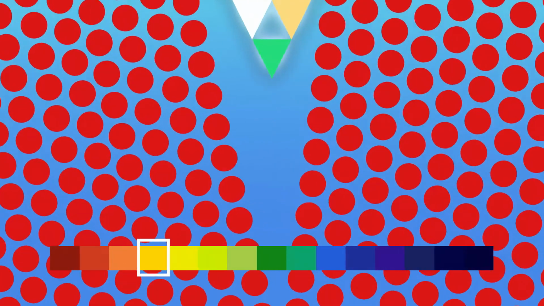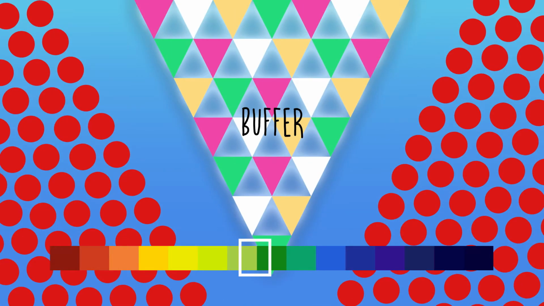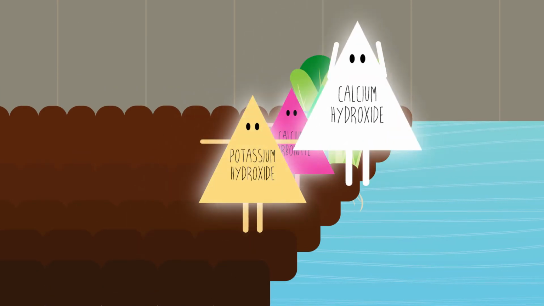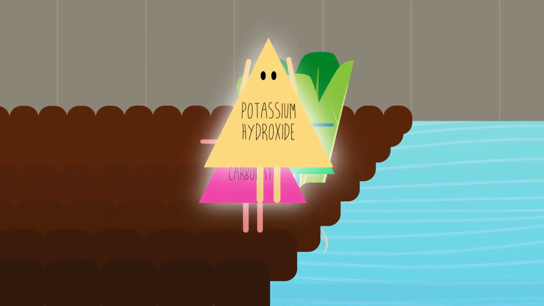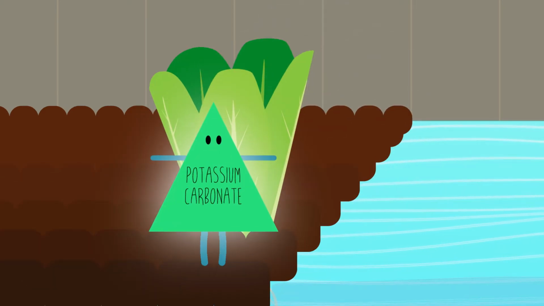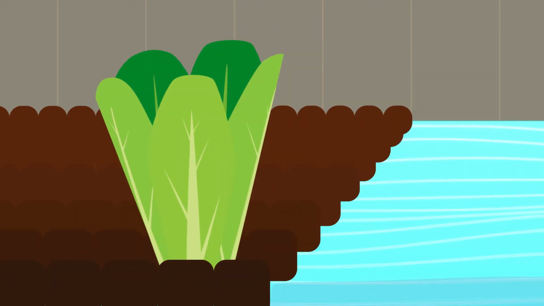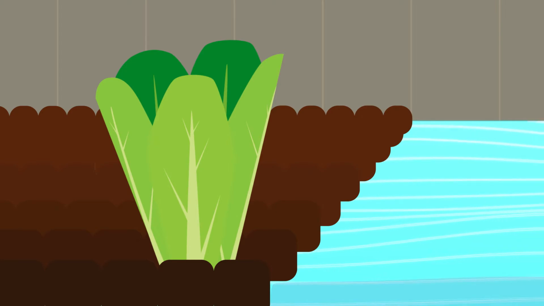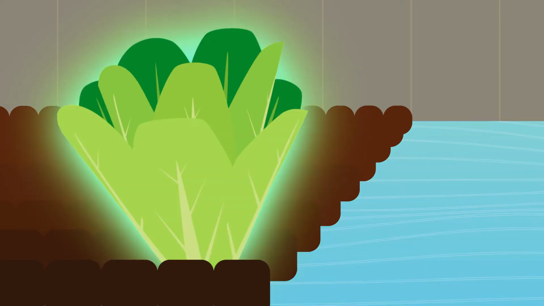In order to prevent your water from becoming too acidic, we need to add a buffer, which is something that will help keep your water's pH in the ideal range. Suggested buffers include calcium hydroxide, potassium hydroxide, calcium carbonate, and potassium carbonate. These will make your water's pH more basic while also adding nutrients for your plants.